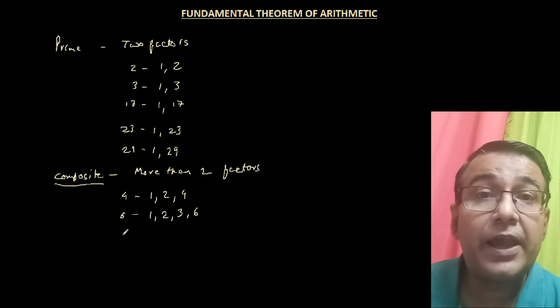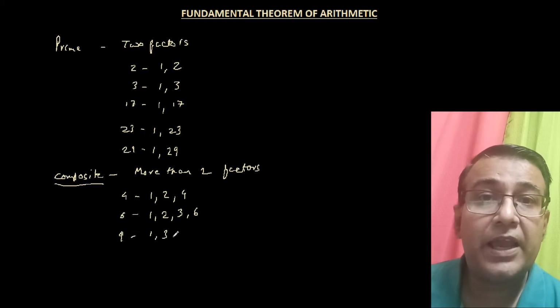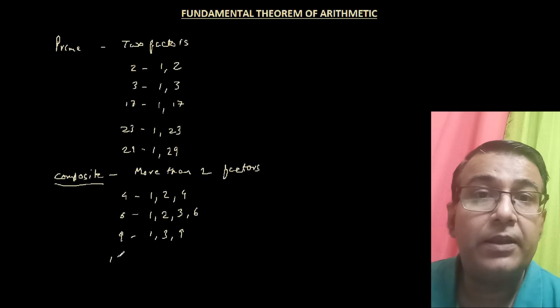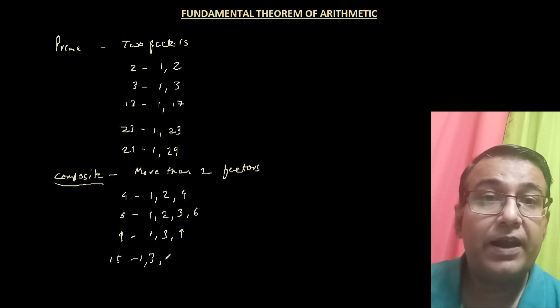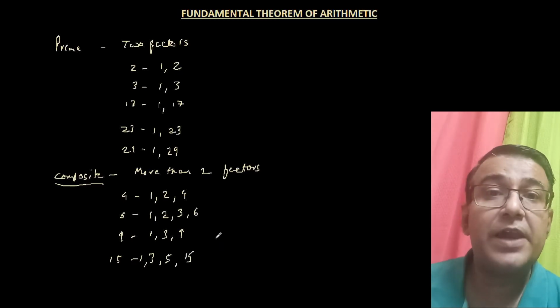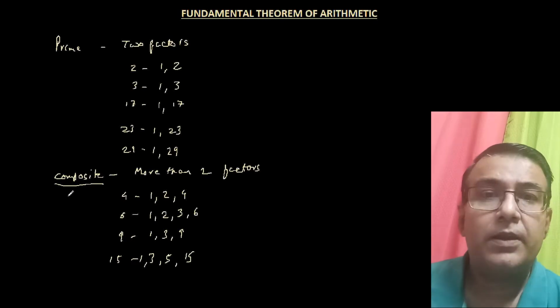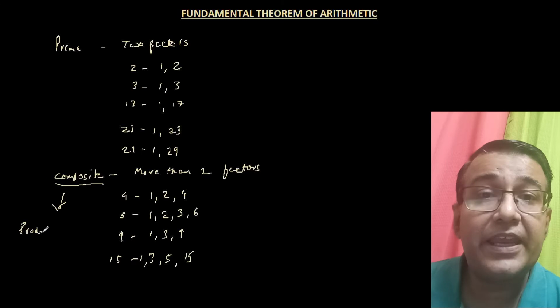Let's look at the number 9. The number 9 has factors of 1, 3 and 9. So again 3 factors, which is more than 2. So again it is called a composite number. And let us look at the number 15. The number 15 has factors of 1, 3, 5 and 15, for a total of 4 factors, which is again more than 2. So any number which has more than 2 factors is called a composite number, and all these are examples of composite numbers.